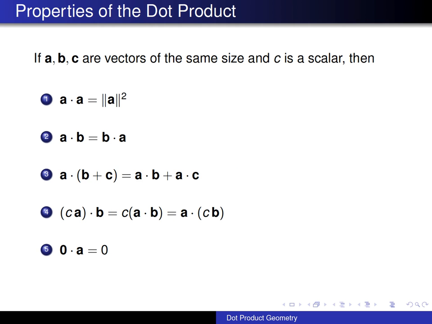Just a reminder, here are some properties we talked about in the dot product video, and we're going to use a few of these pretty extensively, especially 1, 2, and 3. If you need to, you can back up the video and look at these, or you could just pause it now and jot down the first 3, since we're going to use those quite a bit.